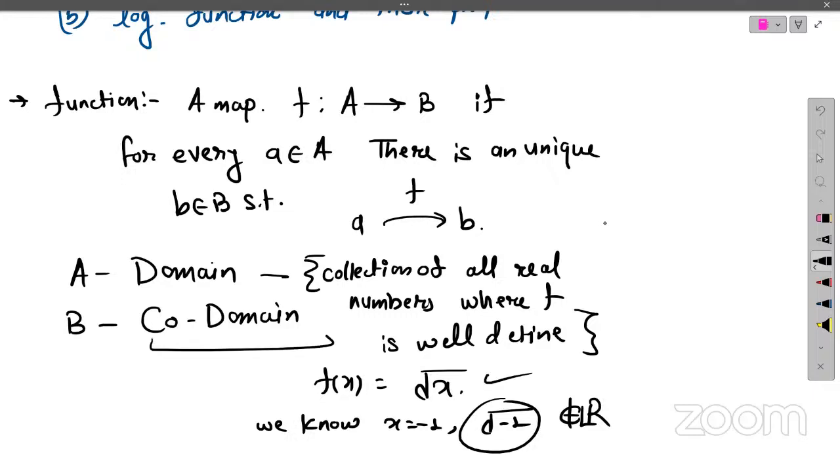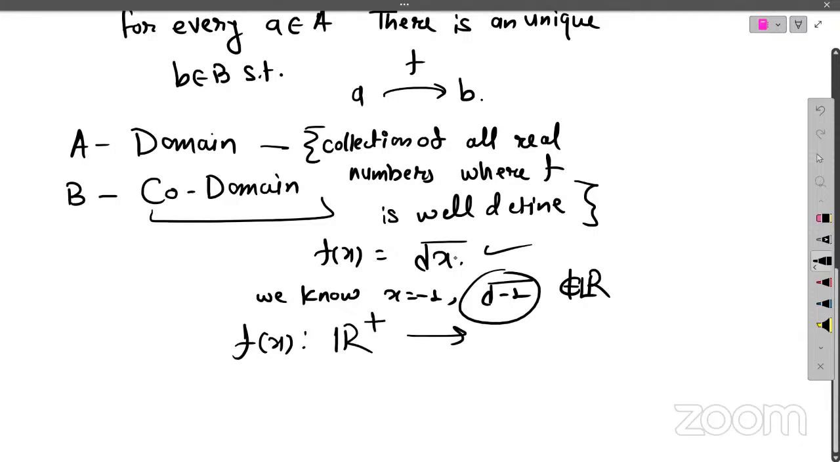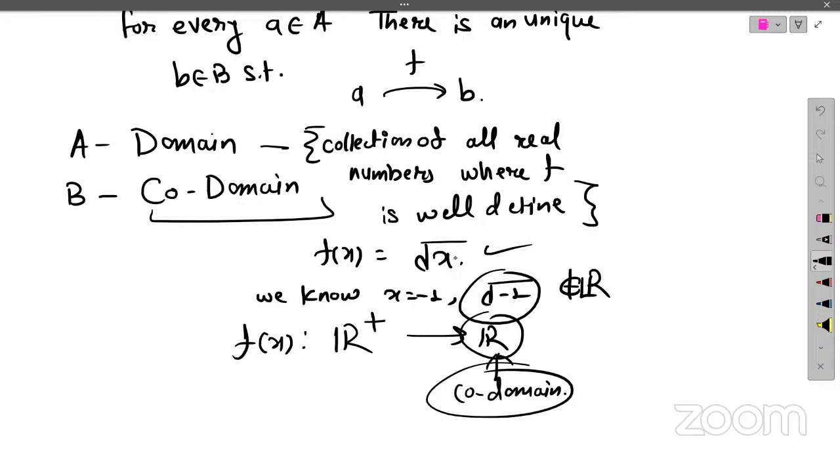Now, what is a codomain? Codomain could be any set into which our function is mapping. That means codomain could be any possible output set. For example, consider the square root of x function. Here f is a function from the positive real numbers R+ to the real numbers, so the real numbers are the codomain. So codomain is nothing but any possible output set which contains all the possible outputs of our function.